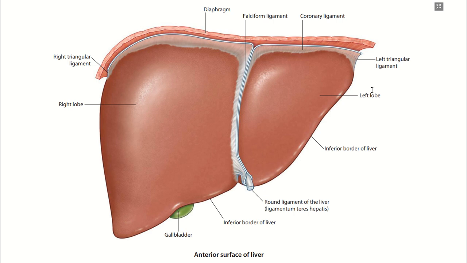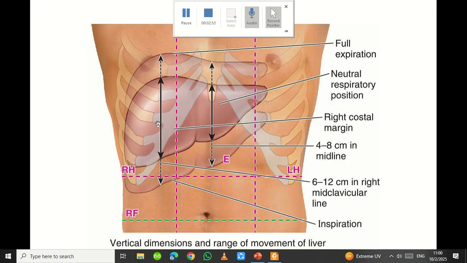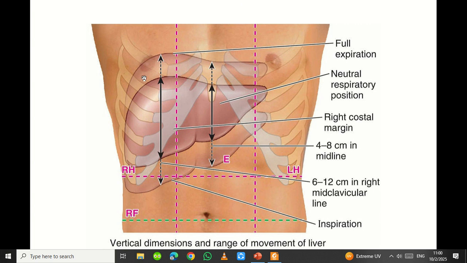Right. So the liver. Let us take a look at which region it occupies from your anterior abdominal wall. So most of the liver is found in the right hypochondrium. A small part is found in the left hypochondrium. So it extends from the right hypochondrium, enters the epigastric region, and a small part is in the left hypochondrium.